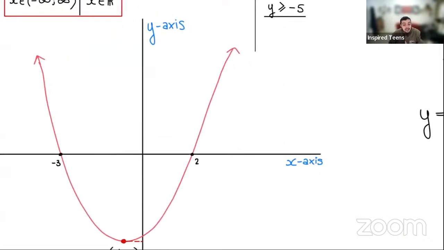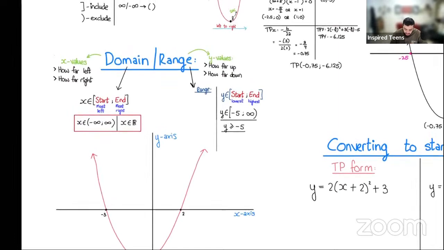Then you ask yourself, how far right does it go? Same thing on this side. It's going forever up and right. So this graph is essentially going to the right forever, to positive infinity. So it's going to go up until a positive infinity x value. Okay, so that's how we answer domain and range.